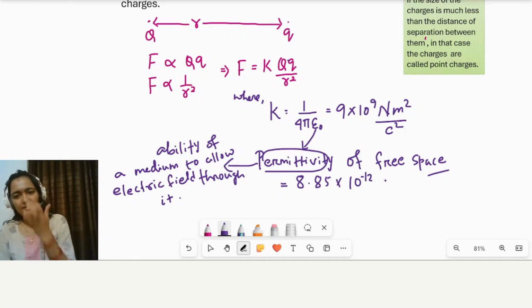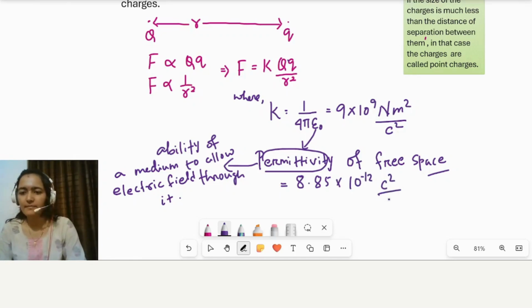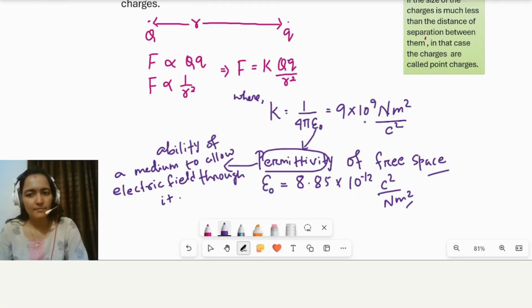Can you tell me its unit? Coulomb square by Newton meter square. Find the unit like that. Just sometime ago we learned, so like that you just try to find its unit. Okay, this is the value of epsilon naught. Value of k is 9 into 10 power 9. Value of epsilon naught is 8.85 into 10 to the power minus 12 coulomb square per Newton meter square.